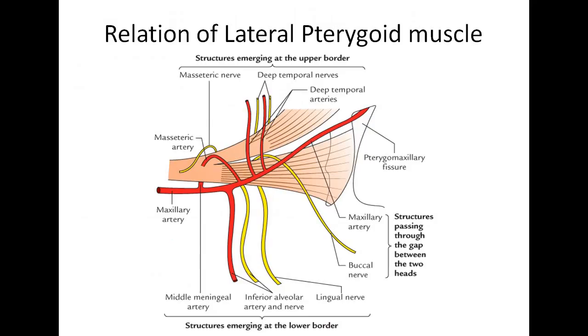The lateral pterygoid muscle is supplied by the nerve to lateral pterygoid, which is again the branch of the anterior division of the mandibular nerve. The actions possible: along with the medial pterygoid, it will protrude the mandible, it will do the side to side movement, and one point is the lateral pterygoid muscle is the only depressor of the mandible.